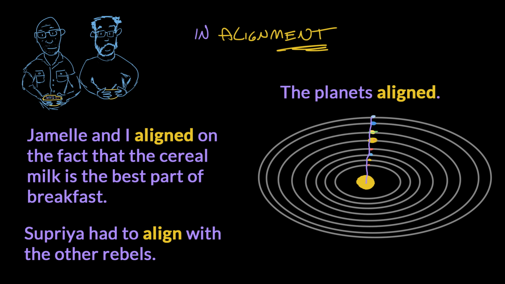Supriya had to align with the other rebels. She had to get in line. They had to link up. So I hope you and I are all aligned on the meaning of this word because I'm out of time.